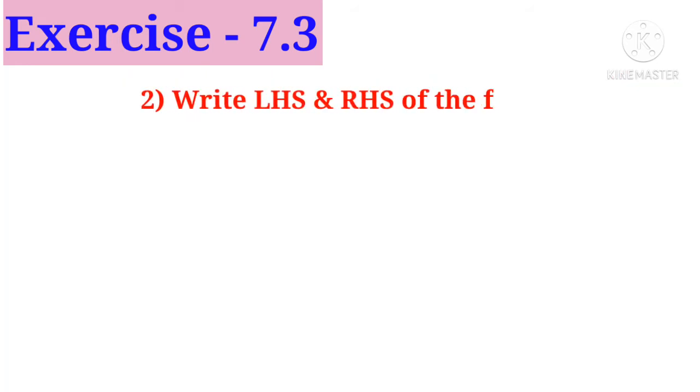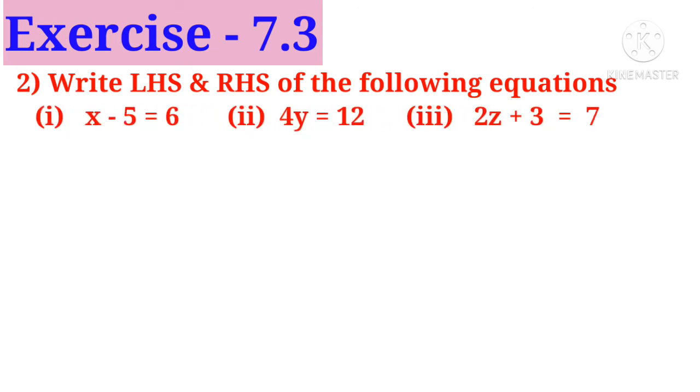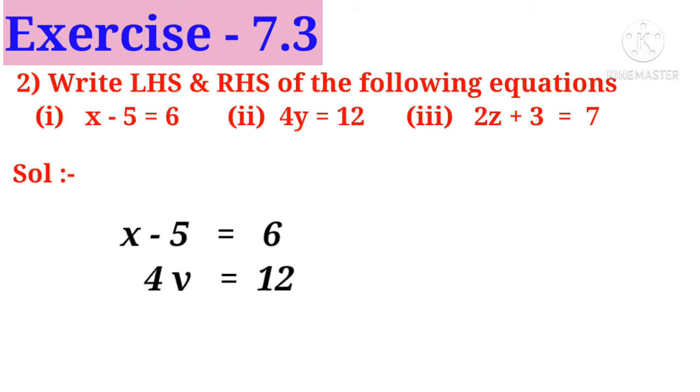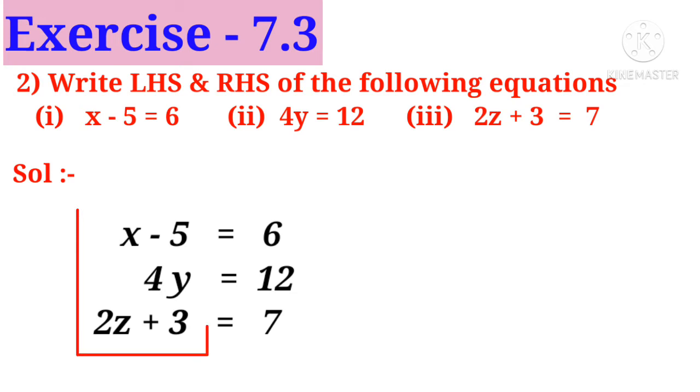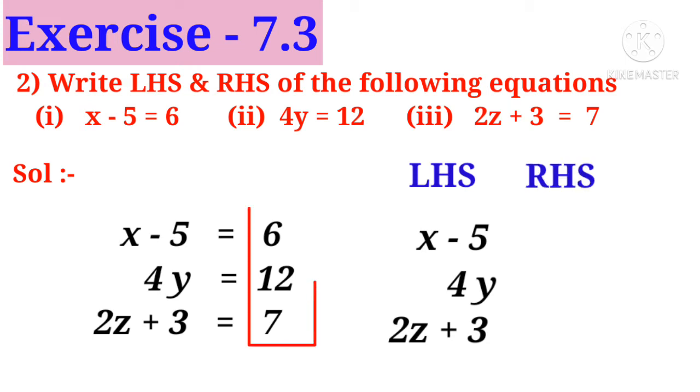Now second problem, write LHS and RHS of the following equations. 1, 2, 3. Solution. Write the equations. X minus 5 is equal to 6, 4y is equal to 12, 2z plus 3 equal to 7. Observe the left side of the equal to symbol. These expressions are called LHS. So x minus 5, 4y, 2z plus 3. Now observe the expressions on the right side of equal to sign, that is 6, 12 and 7. These are called RHS of the equation.